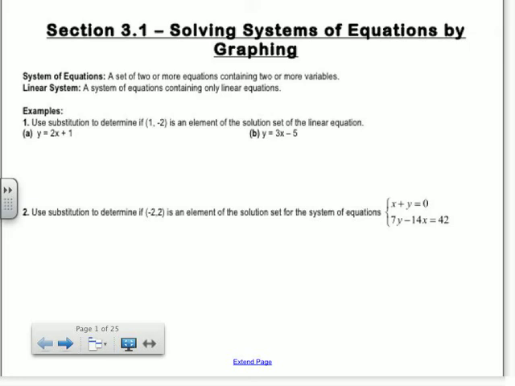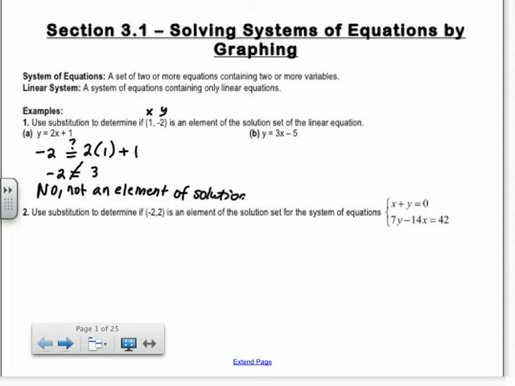All right, so number one, it says use substitution to determine if (1, -2) is an element of the solution set of the linear equation. So just of the equation. We're just going to plug it in and see if it is true or false. So I'm going to plug in x is 1, y is -2. I'm seeing if -2 is equal to 2 times 1 plus 1. Is -2 equal to 3? No. It's not an element of the solution set.